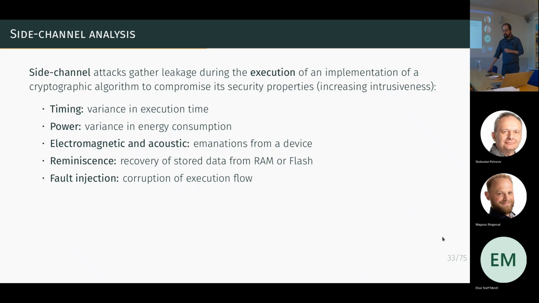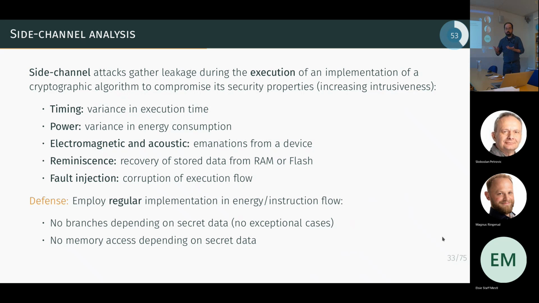And in the extreme case, you can even corrupt the execution such that it computes a wrong result that reveals bits of the key. That would be a fault injection attack. How do you defend against this? You try to make your implementations as regular as possible, such that they don't deviate depending on the bit pattern, right? You want them to look uniform and boring from the adversary's point of view. It doesn't vary too much, or if it varies randomly, it doesn't leak anything other than randomness.